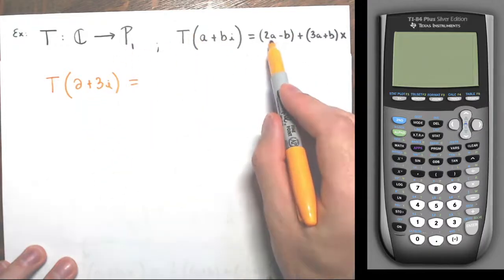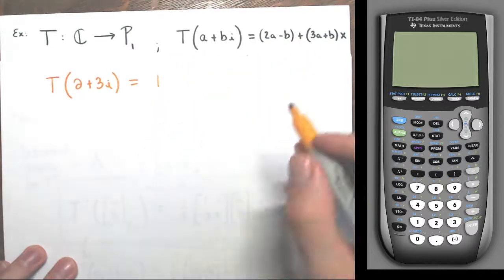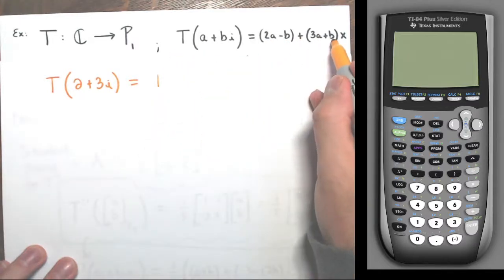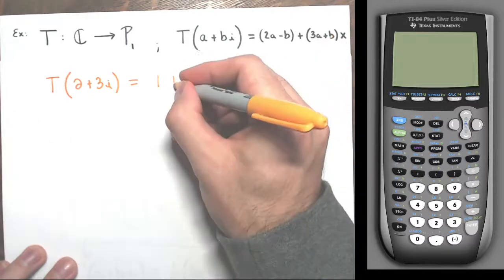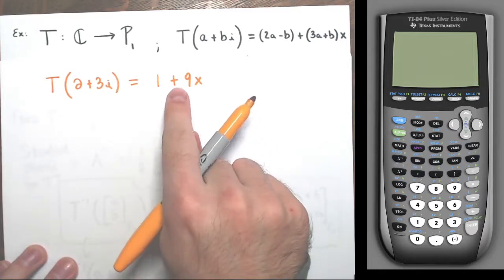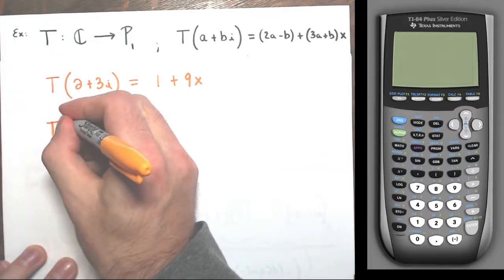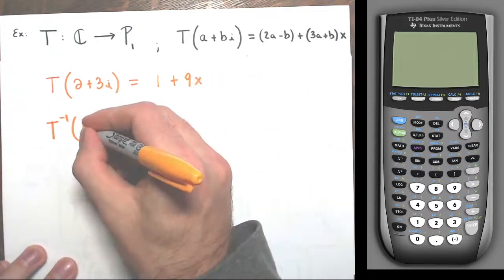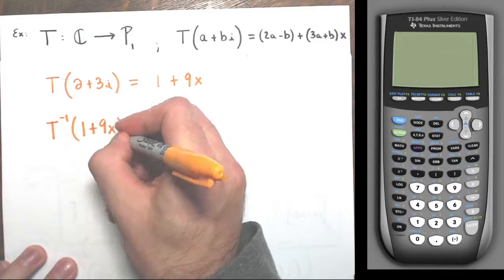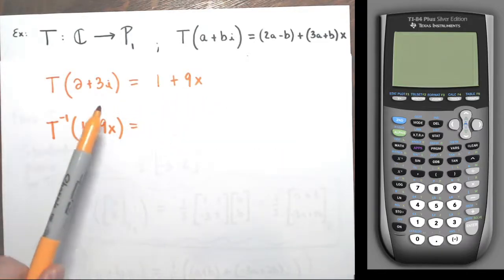So 2 times 2 is 4, minus 3 is 1, so 1 for the constant term. And then 3 times 2 plus 3, that's 6 plus 3 is 9. 1 plus 9x will be the output. And then let's take this and put it into the inverse, T inverse of 1 plus 9x. And remember, if I did this properly, this should take me right back to 2 plus 3i.